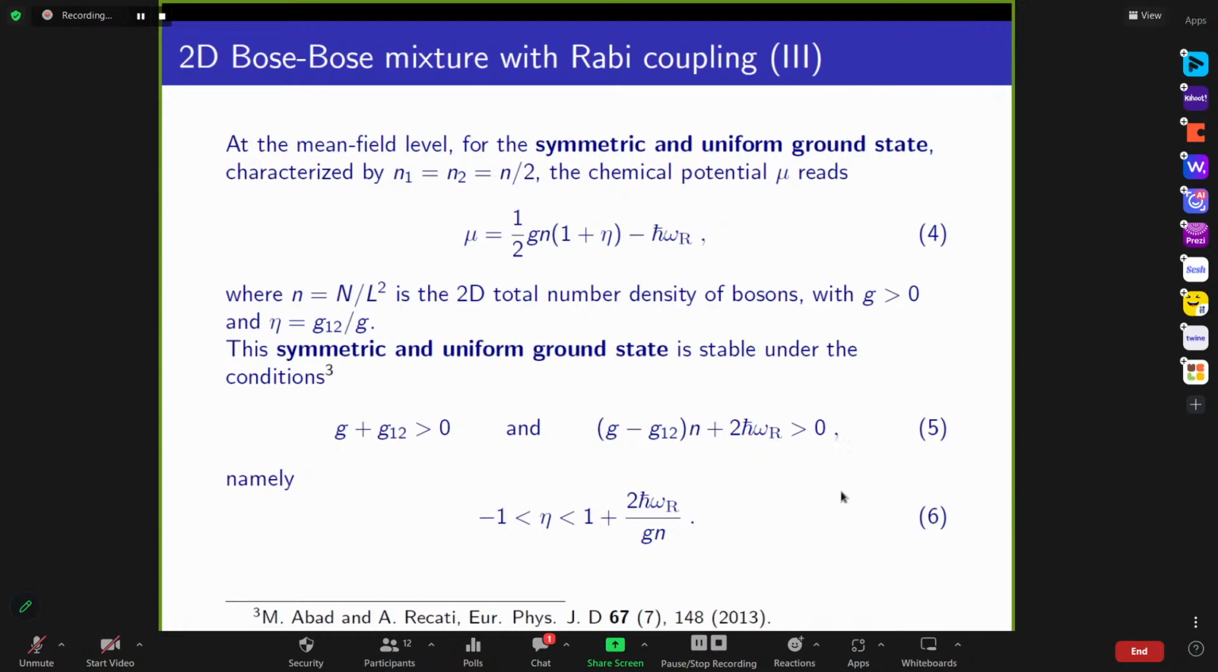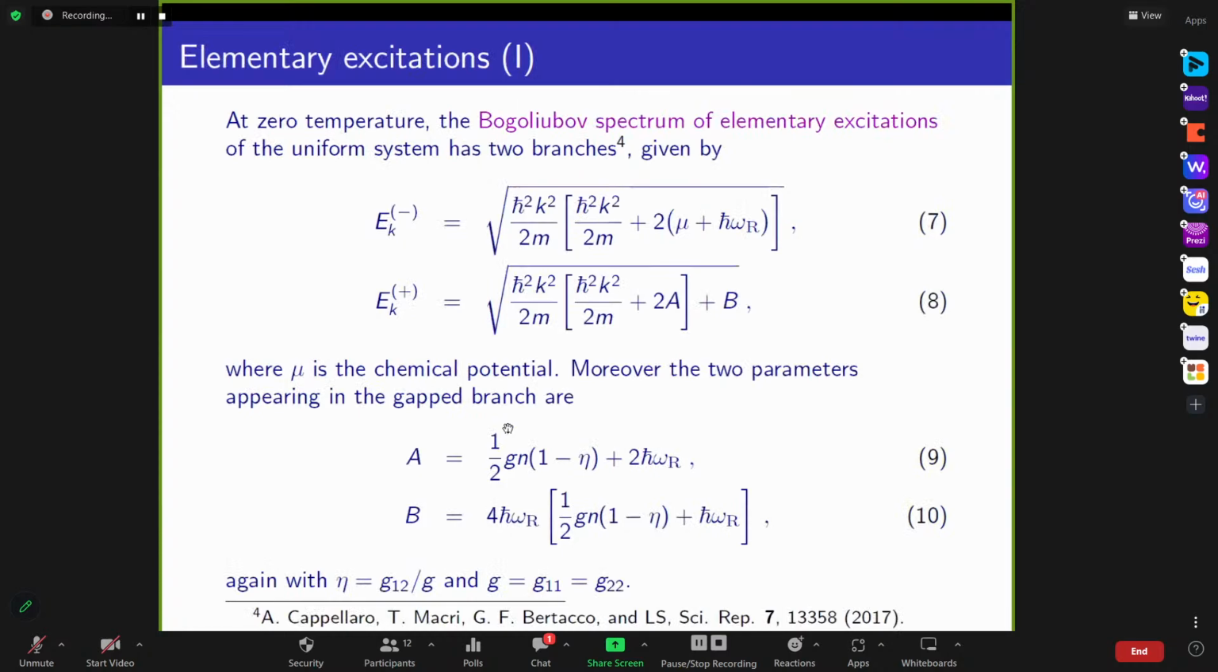And clearly it also depends on the Rabi coupling, which is, however, a constant in the chemical potential. And it's possible to prove that this symmetric and uniform ground state is stable under the conditions that are shown in equation 5, or if you want in equation 6. This part was done by Abad and Recati some years ago. So there are some conditions that must be satisfied in such a way that your uniform and symmetric system is stable. And stable with respect to what? Well, stable with respect to excitations.